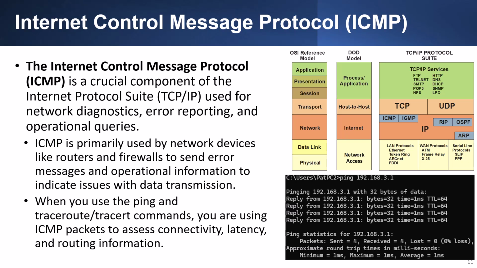The Internet Control Message Protocol, or ICMP, is a crucial component of the Internet Protocol Suite used for network diagnostics, error reporting, and operational queries. ICMP is primarily used by network devices like routers and firewalls to send error messages and operational information to indicate issues with data transmission. When you use the ping and traceroute commands, you're using ICMP packets to assess connectivity, latency, and routing information.